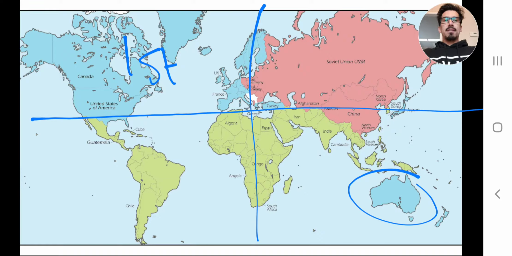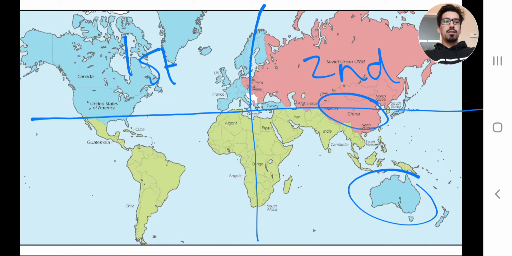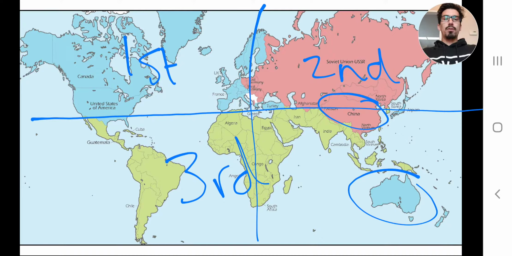And that's the democratic, capitalistic, free world, as we say. And then in the top right side, where the red is up here, you have the second world. This is in reference to the communist world, and you can see that China is included in that as well. And then this green area is what we refer to as the third world. It's now called the global south, or the developing or underdeveloped world.